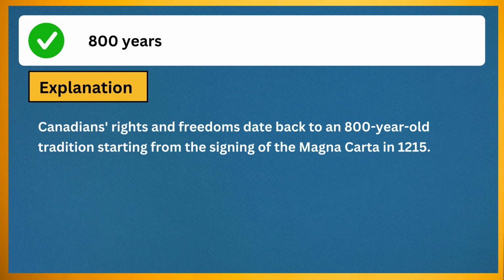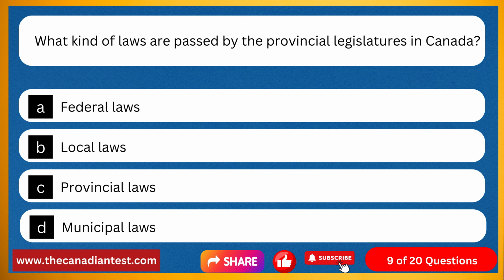The correct answer is 800 years. Explanation: Canadians' rights and freedoms date back to an 800-year-old tradition starting from the signing of the Magna Carta in 1215.